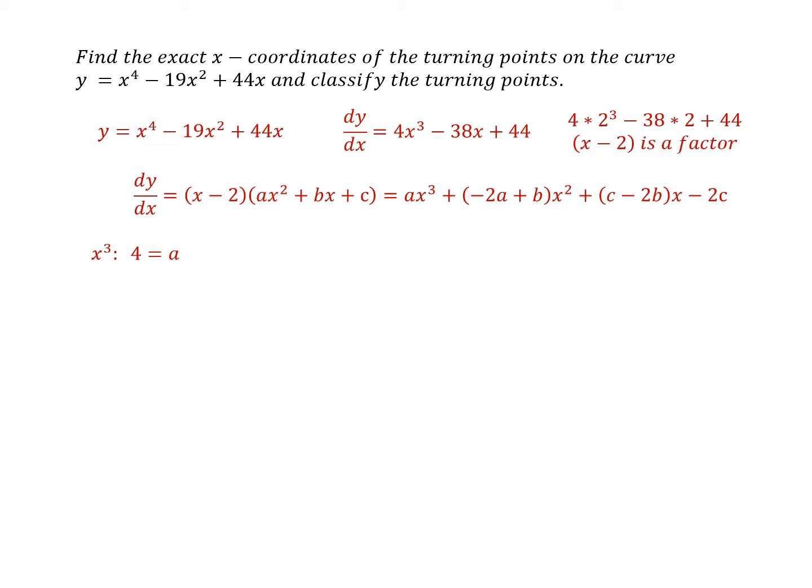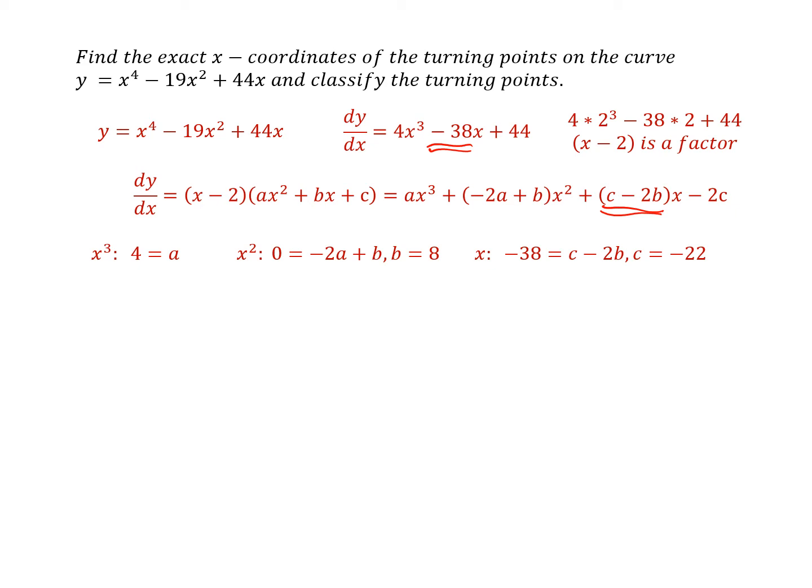Then comparing the coefficients of x squared, 0, x squared in dy/dx must equal this, minus 2a plus b here. So using the value of a, which I've already got, I can find that b equals 8. And then comparing the coefficients of x, I get minus 38, which is this here, is the same as c minus 2b, the coefficient of x there. So I would find a figure for c of minus 22.